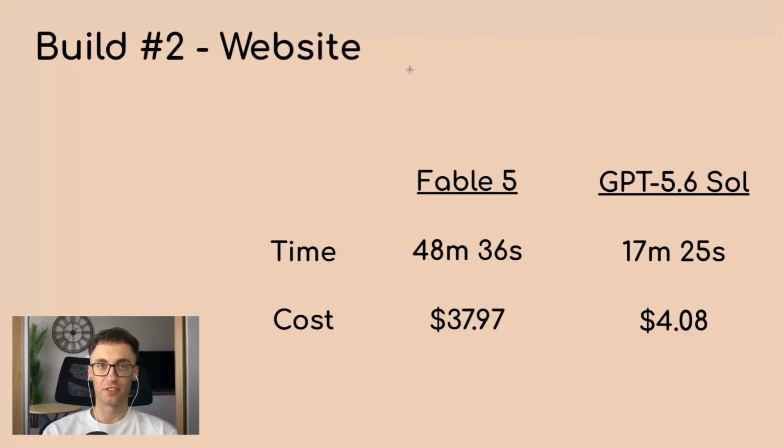And this time, the difference is even more significant. Fable 5 took 48 minutes, 36 seconds to produce this, whereas Sol took only 17 minutes, 25 seconds. So I can clearly see the difference there. And the cost itself, oh my God. Fable 5 spent almost $38 in API costs, but Sol spent just over $4 on what we built. I know it's not as impressive, it's not as animated as what Fable 5 did, but was it actually worth $38? Not really, right?